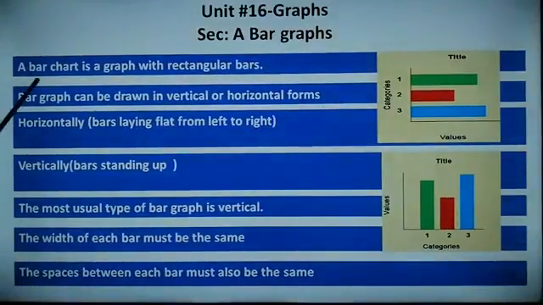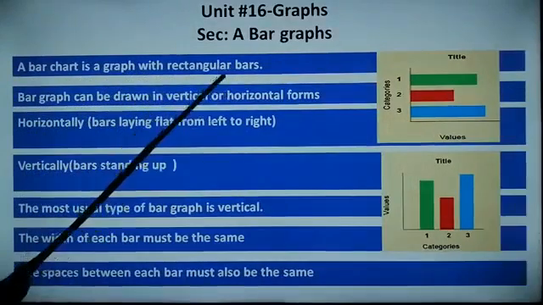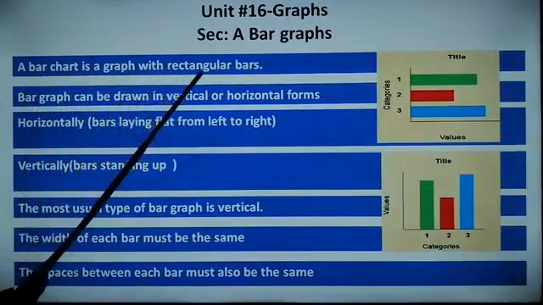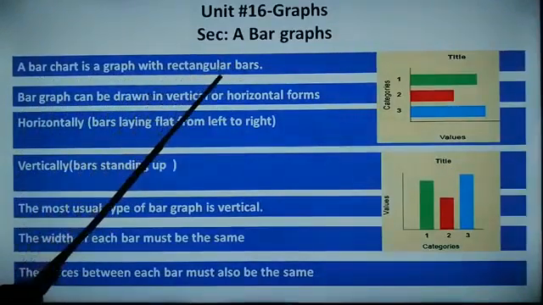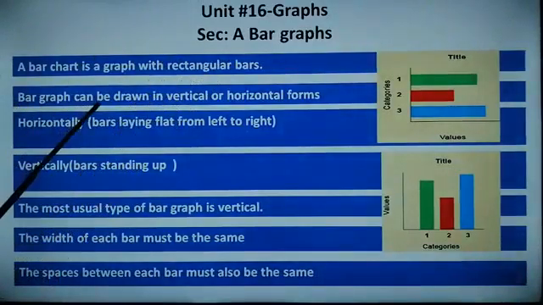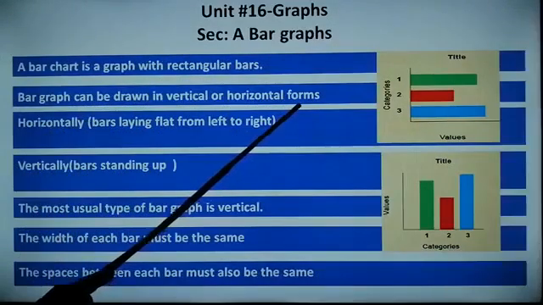Now just look here. A bar chart is a graph with rectangular bars. We already learned the shapes and all, isn't it? So a bar chart is a graph with rectangular bars. The bars used to make this graph, what kind of shape should they be? It should be a rectangle shape. A bar graph can be drawn in vertical or horizontal forms.